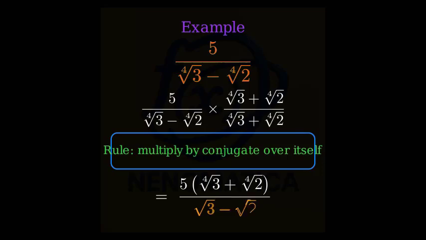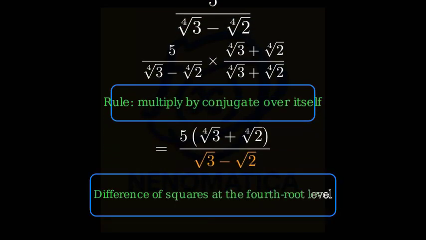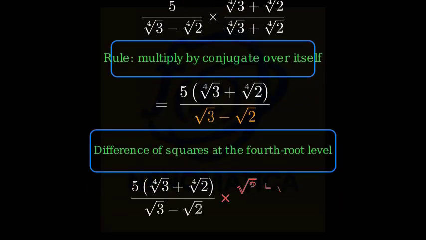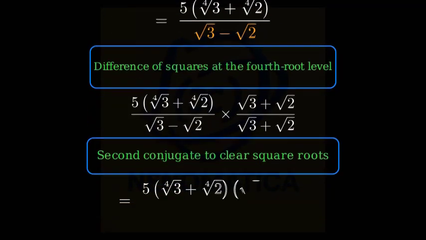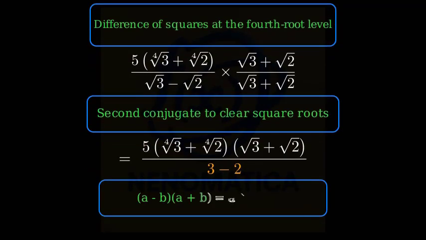Step 3. We now have square roots in the denominator. Multiply by the new conjugate, square root 3 plus square root 2, over itself. Using the difference of squares again on the denominator, we get 3 minus 2. Finally, 3 minus 2 equals 1, so the denominator is 1. That leaves just the product in the numerator. The simplified result is shown now.